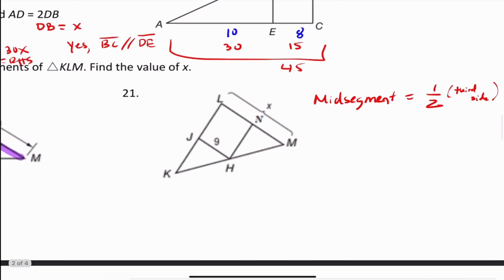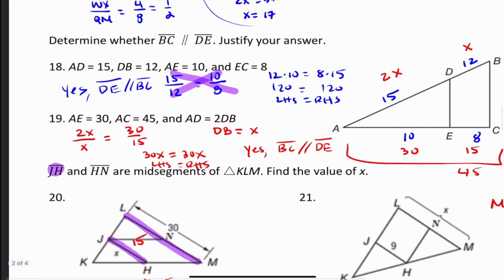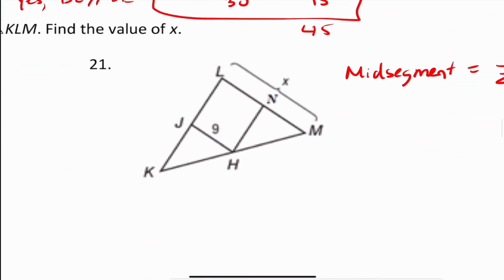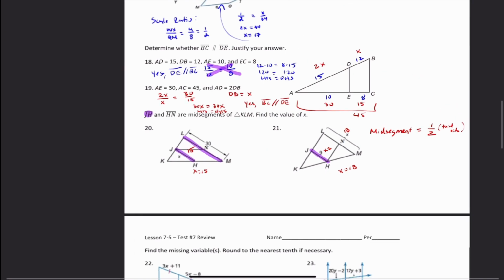For 21, I have JH, which is the mid-segment, that's 9. And since we already know what the mid-segment is, we don't know what the third side is. So that means I need to double this, so 9 times 2 is 18. So x is 18.